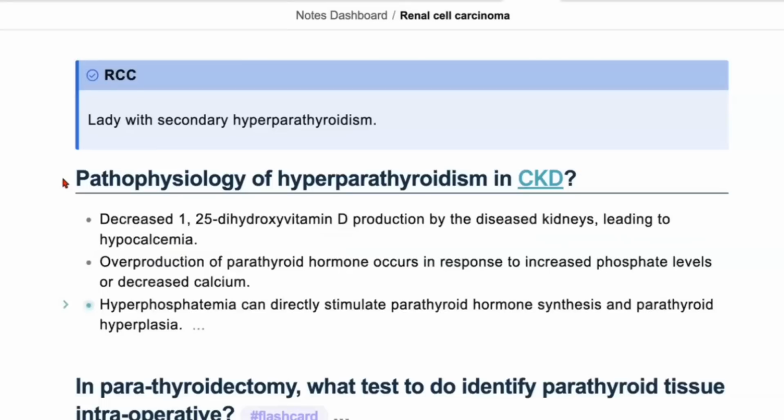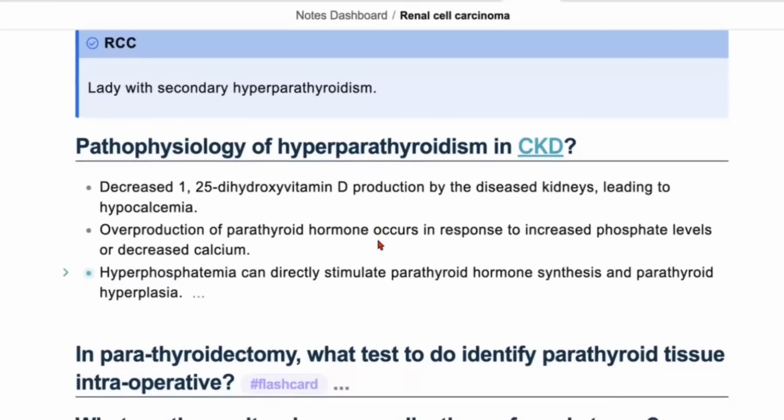Yeah, right. It's not the 1 alpha hydroxylase. Yeah, actually the 1 alpha hydroxylase, but you have deficiency in the 1,25 dihydroxy vitamin D, and this leads to hypocalcemia with the positive feedback, etc., and overproduction of the parathyroid hormone. Well done. In parathyroidectomy, what test to do to identify the parathyroid tissue intraoperatively?